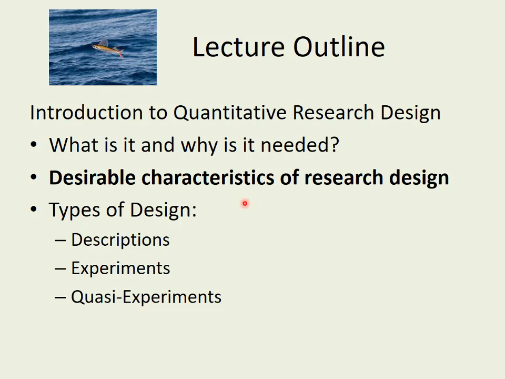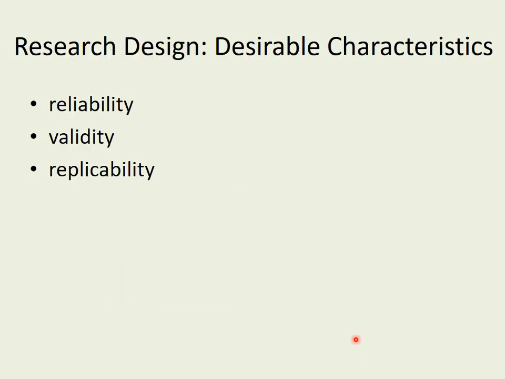Now here we're going to briefly discuss some desirable characteristics of good research design. There are 3 main headings and some of these get broken down into subcategories. There are some further ones as well, but these are the main 3 we'll talk about: reliability, validity and replicability. First we'll just look at the first 2 together.